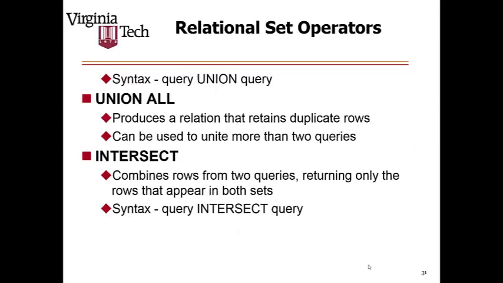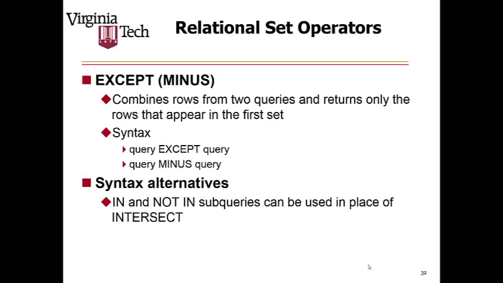Well, you can also use a union all query that retains all your duplicate rows and brings in both the full sets of both tables. Intersect does what you would think it does. It just gives you the ones that appear in both. Minus is the idea that we want only the rows in this table that don't appear in this table.